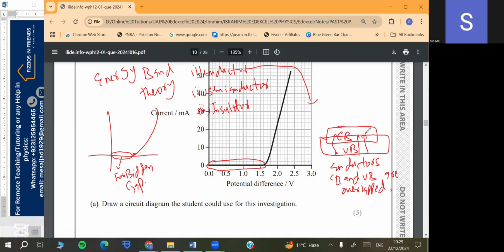But this is not true for semiconductors, because now there will be a gap. Now you will see that the conduction band and valence band are separated by some distance, and this distance is called forbidden gap.